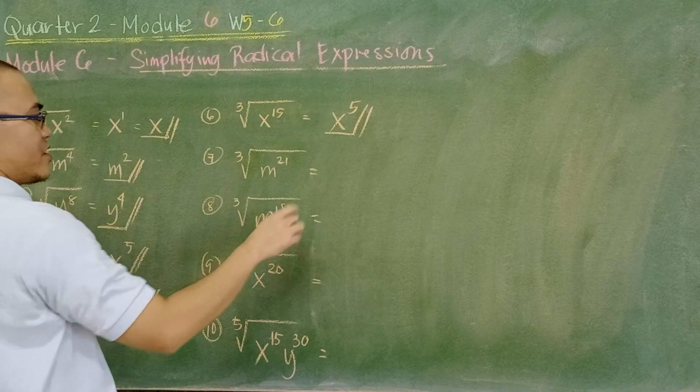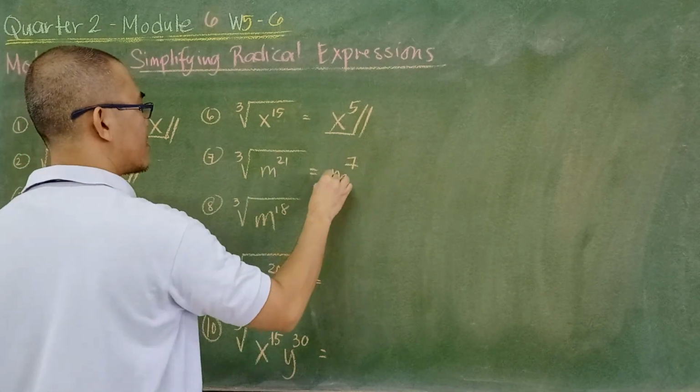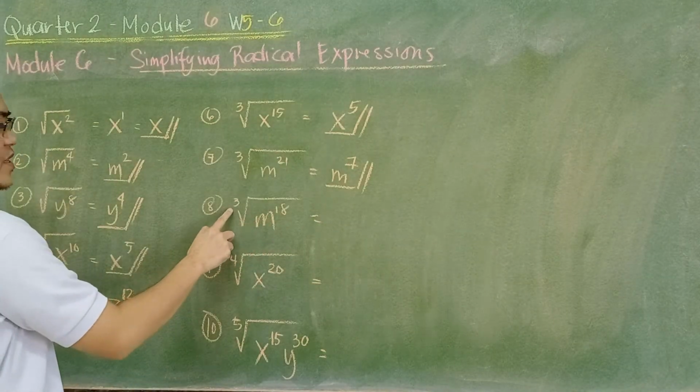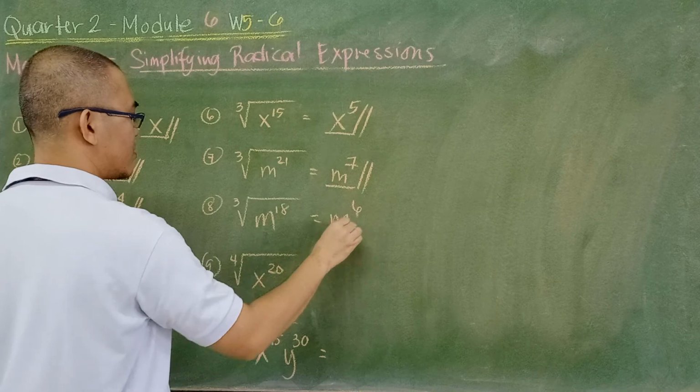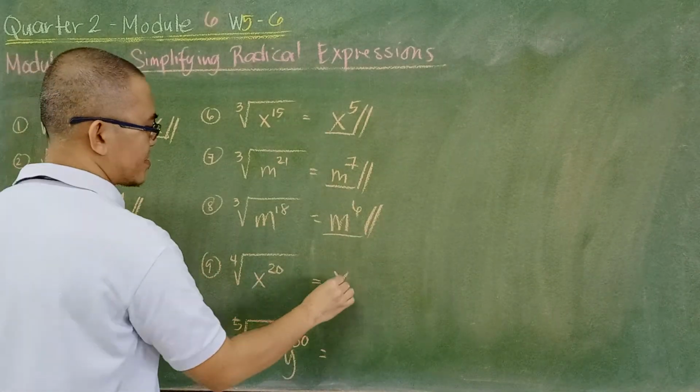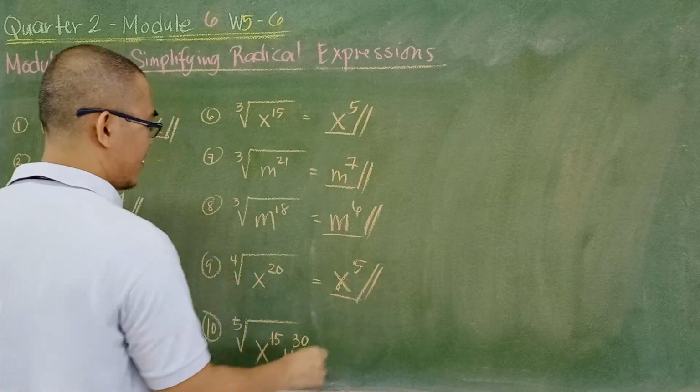21 divided by 3, that is 7. 18 divided by 3, this is 10 raised to 6. 20 divided by 4, that is x raised to 5.